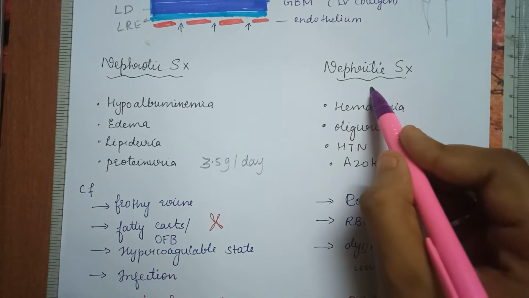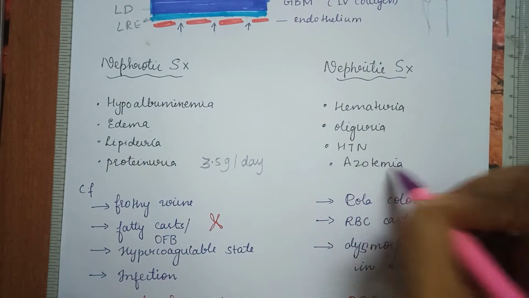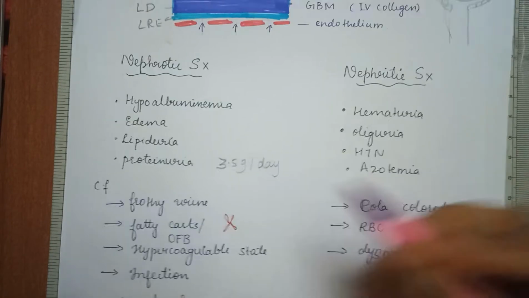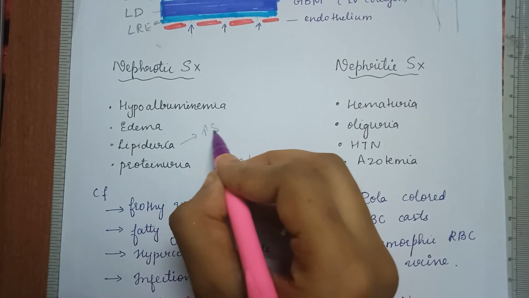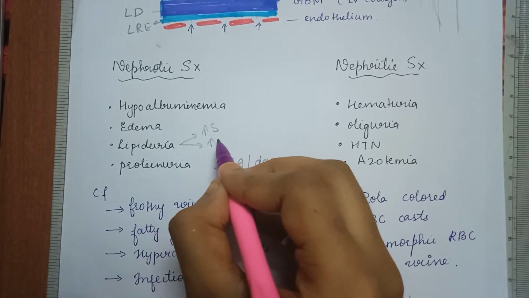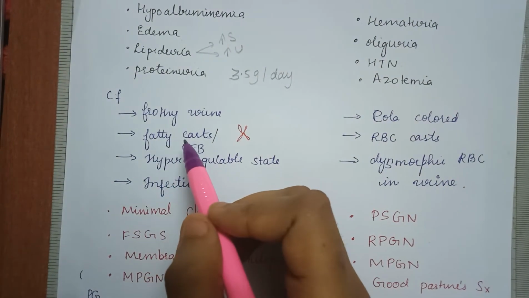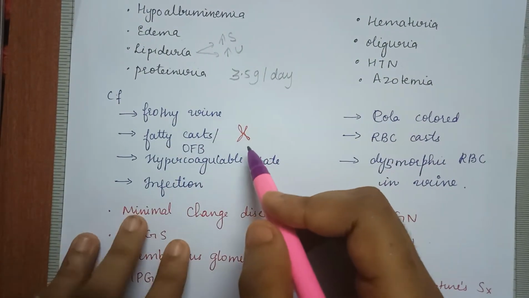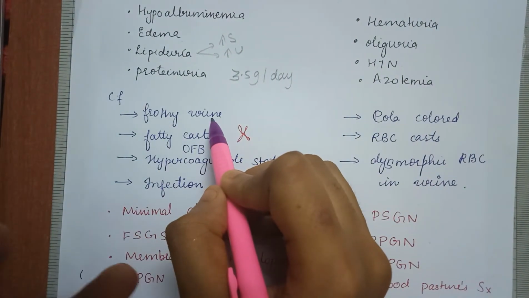And when I consider nephritic, the main features are hematuria, oliguria, hypertension and azotemia. Okay, and when I say lipiduria, remember lipid is increased both in serum as well as in urine. Now coming to pathogenesis. Before that, I'll tell clinical features. Like the patient may present with the complaint of frothy urine. That is, a lot of bubbles in the urine.